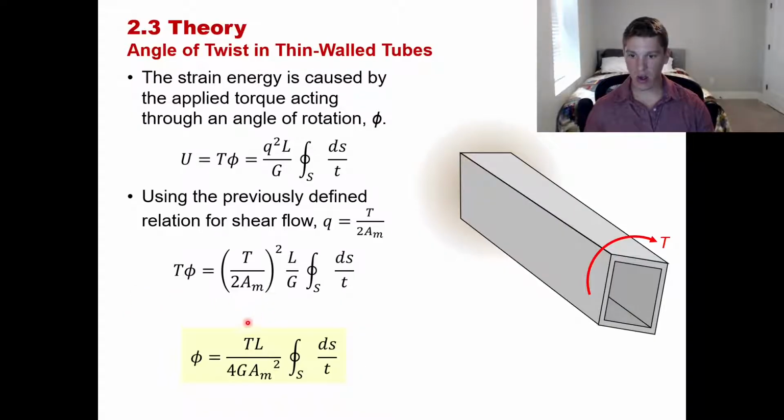So this is all fine. We know what our externally applied torque is, or we can determine that from the problem. We should know what the length of our shaft is. 4 is just a number. The modulus of rigidity is just a function of the material being used, and our mean area we should be able to calculate from the cross-sectional area that's given for the problem. How do we evaluate this integral, this integral around the circumference of our shaft of ds over t? Let's jump into that now.